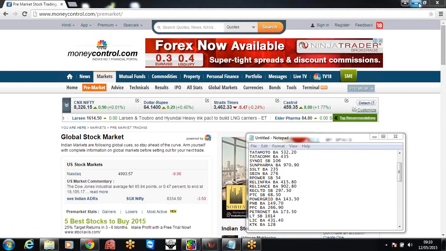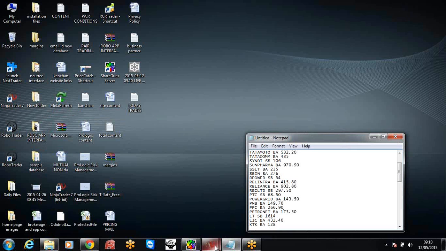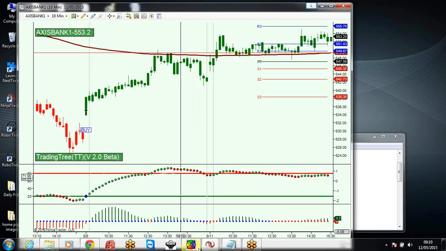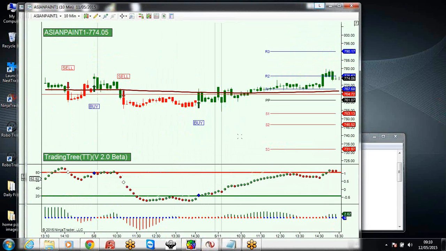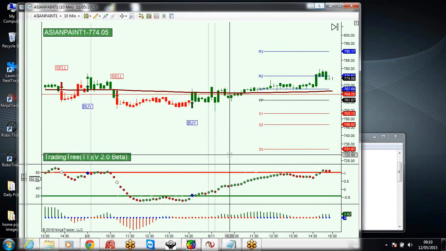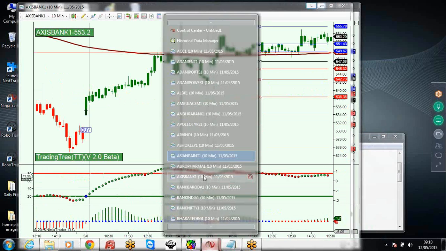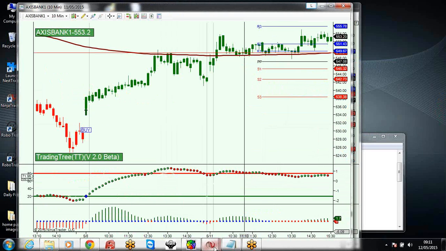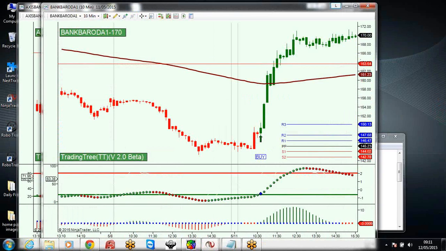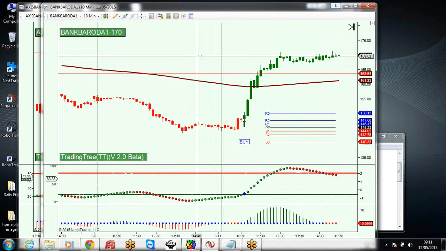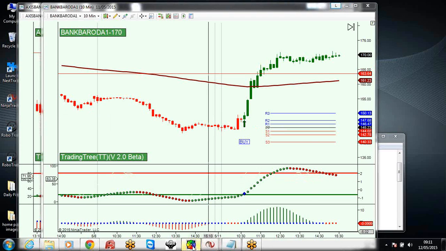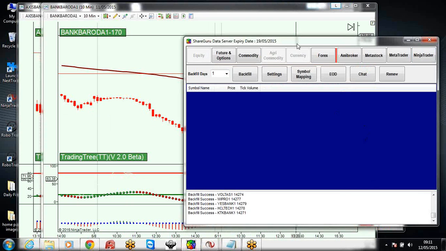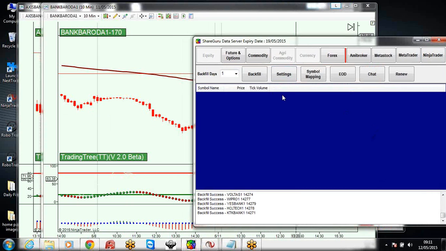So what I have done here is, today we'll just be seeing only the trading tree calls. Earlier we used to post both trading tree and futures tree, but today we'll just be seeing only the trading tree calls. So this is a charting application which works on NinjaTrader. NinjaTrader is your trading platform here, and we get the data from Shareguru. It's a third-party data service.